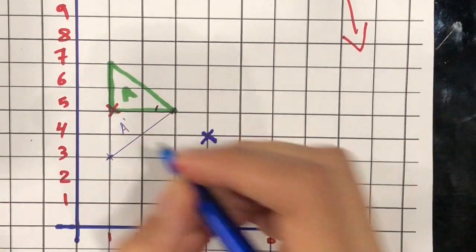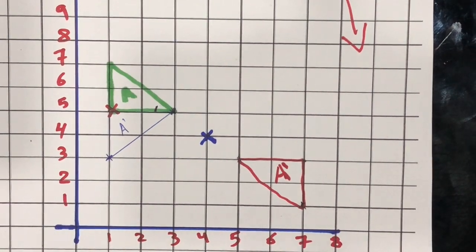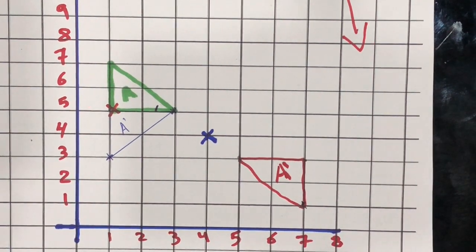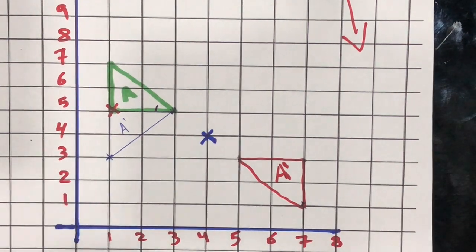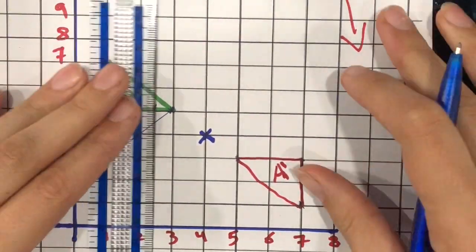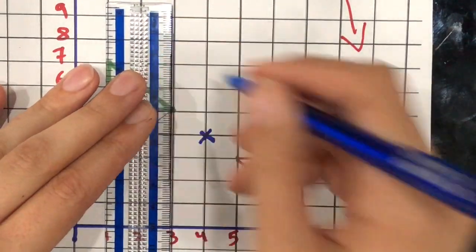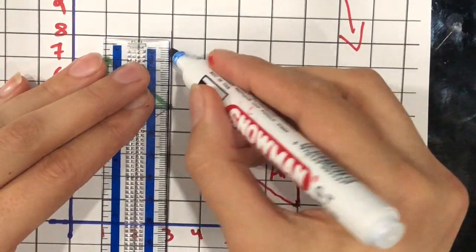is here. Then I have to do the second instruction, which is reflection in the line x equals 3. X equals 3, we said to assign it, it will be perpendicular to the x-axis. It'll be a vertical line.